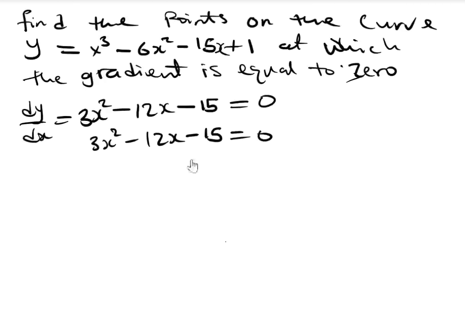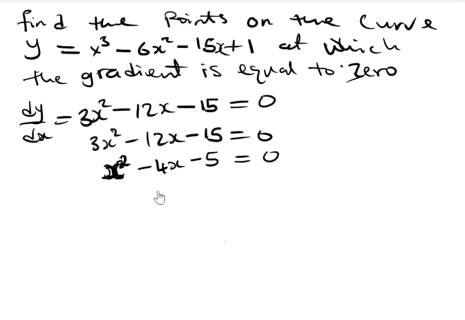We can decide to divide both sides by 3. And 3x squared divided by 3 will be x squared, minus 12x divided by 3 will be minus 4x, minus 15 divided by 3 is minus 5. This is equal to 0.